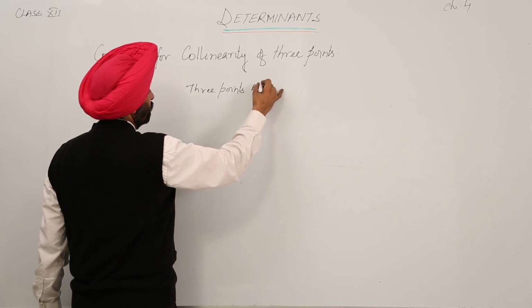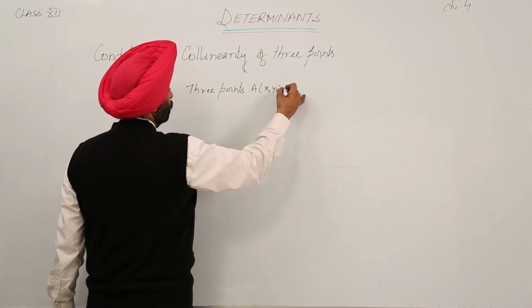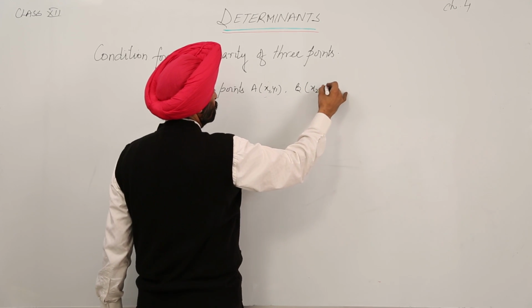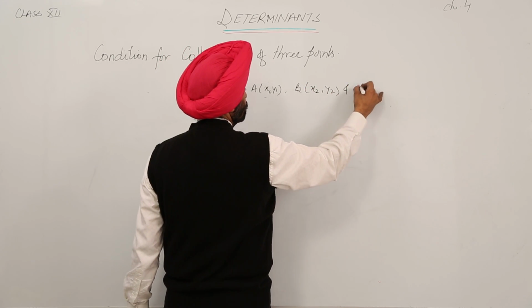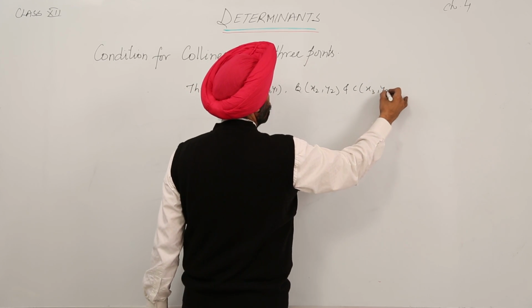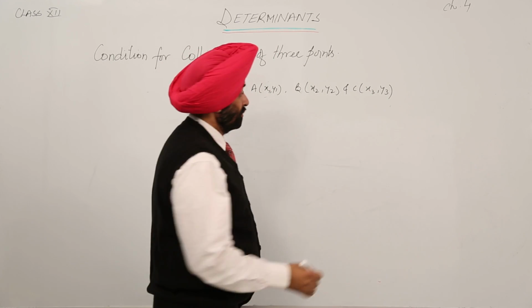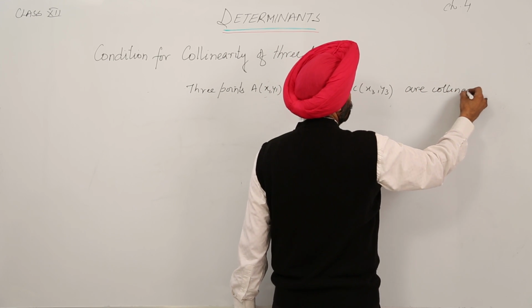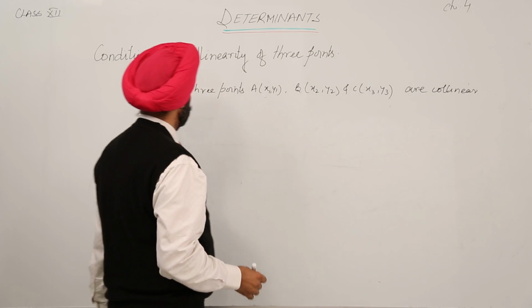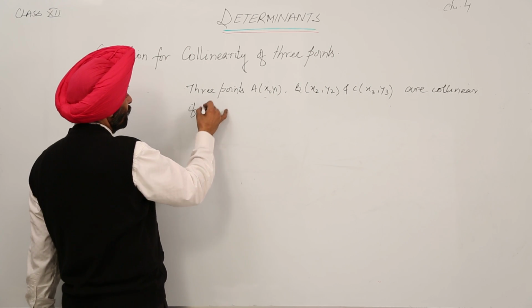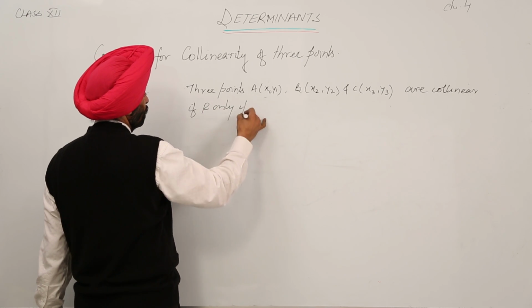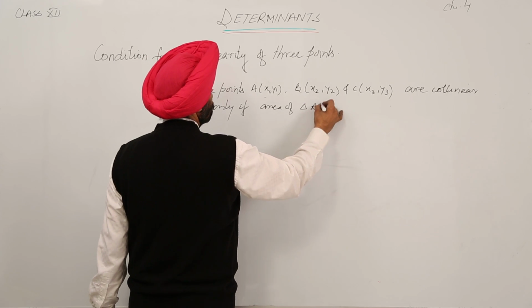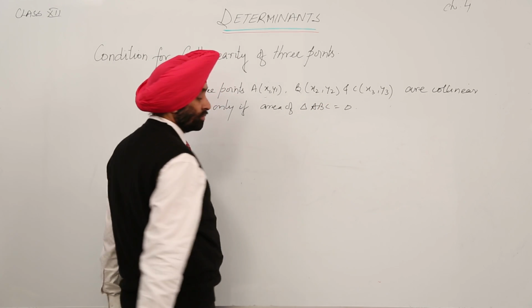3 points A (x1, y1), B (x2, y2) and C (x3, y3) are collinear if and only if the area of triangle ABC is equal to 0.